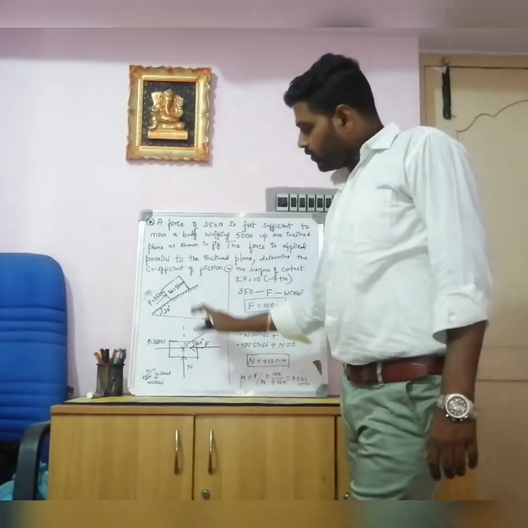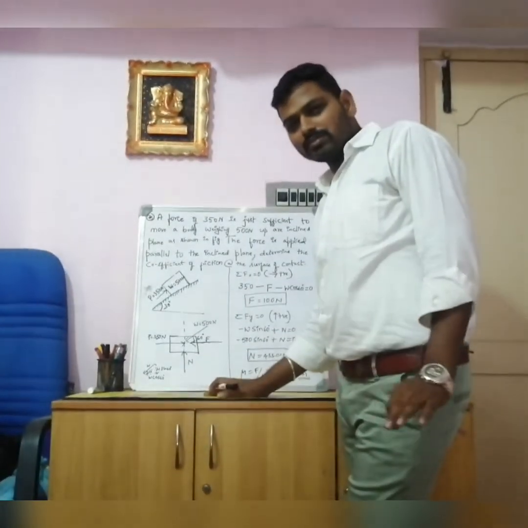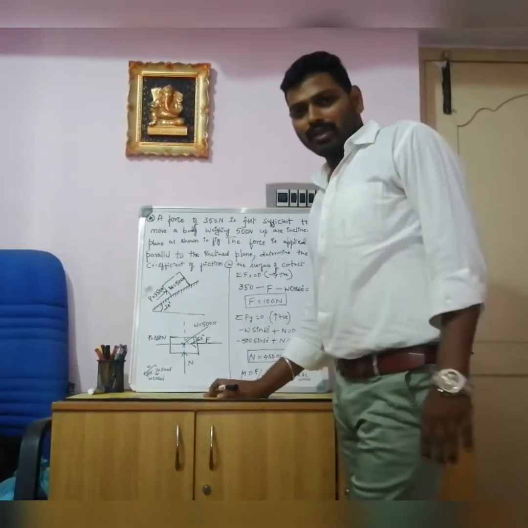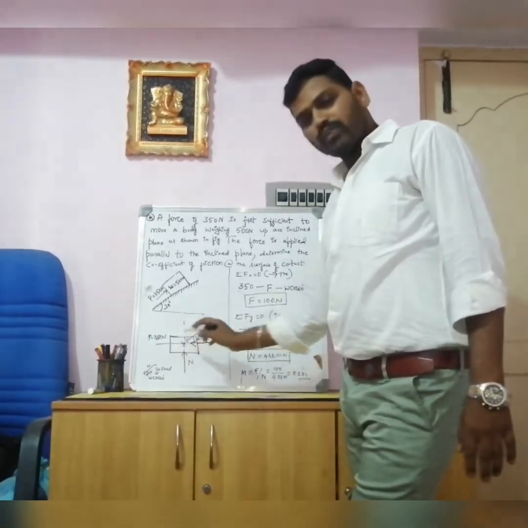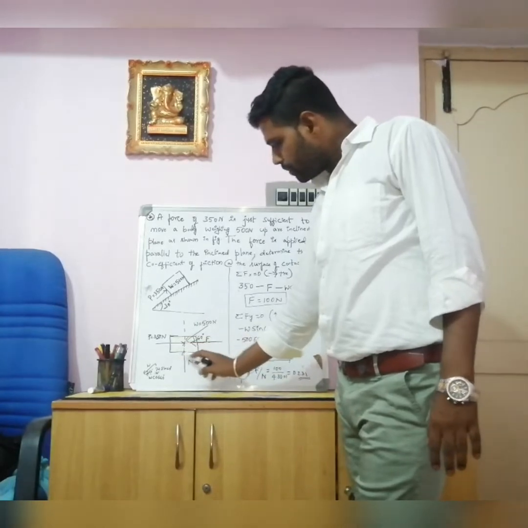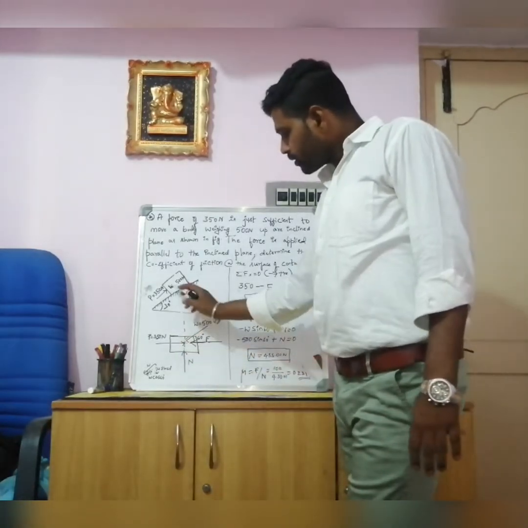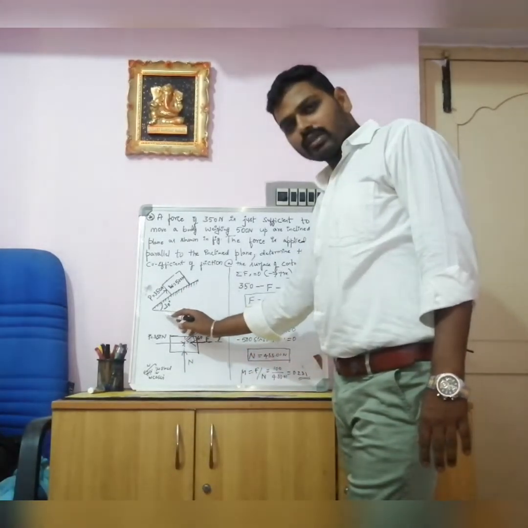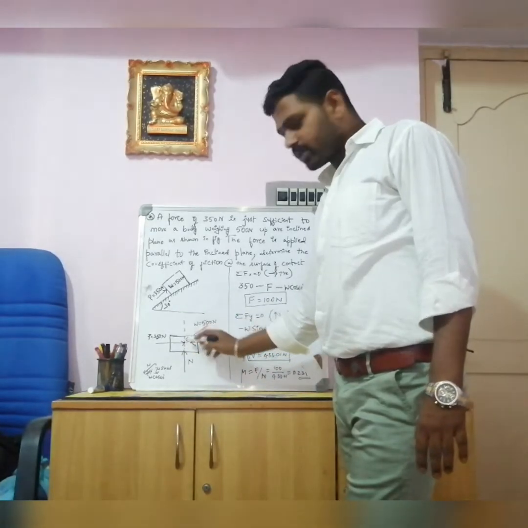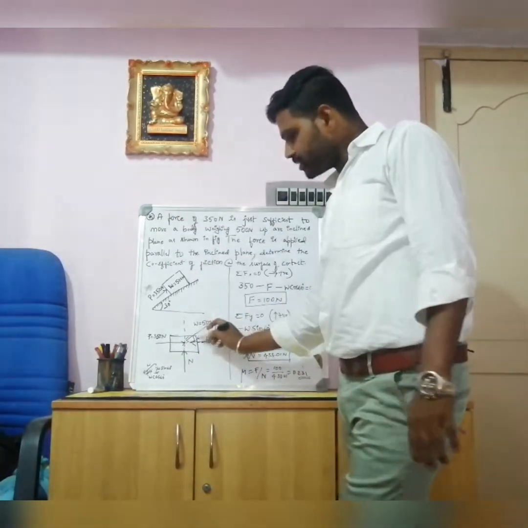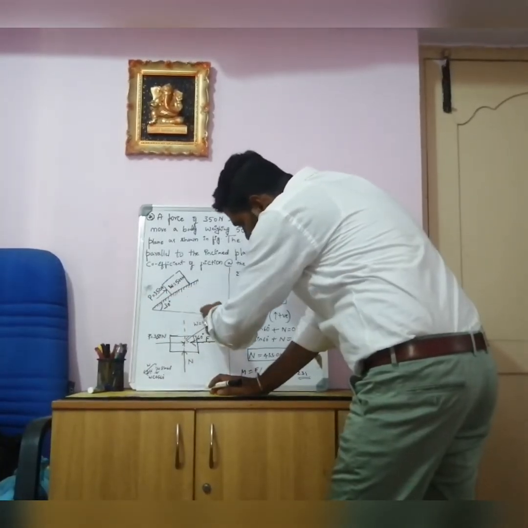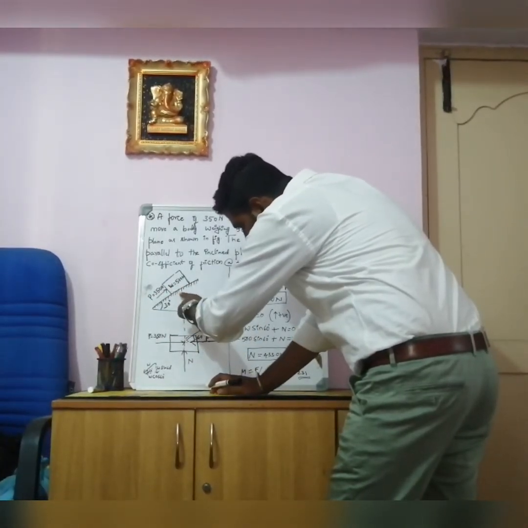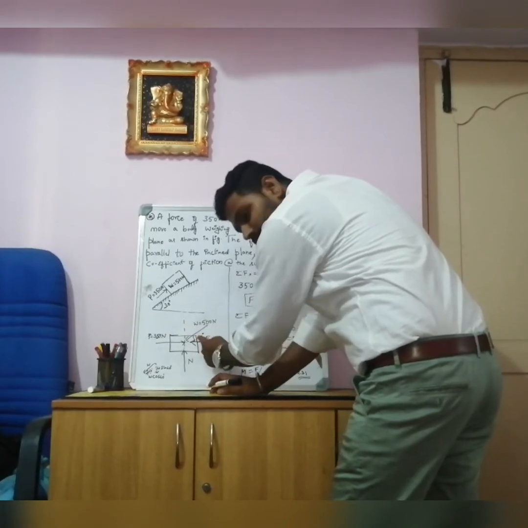If it is inclined, we should resolve in terms of horizontal and vertical components. So we should draw a free body diagram. We take this as a block. With respect to the horizontal it is 30 degrees, and with respect to the vertical, when it has been tilted, it will become 60 degrees. So this will become horizontal, this will become vertical, and this will become 60 degrees.